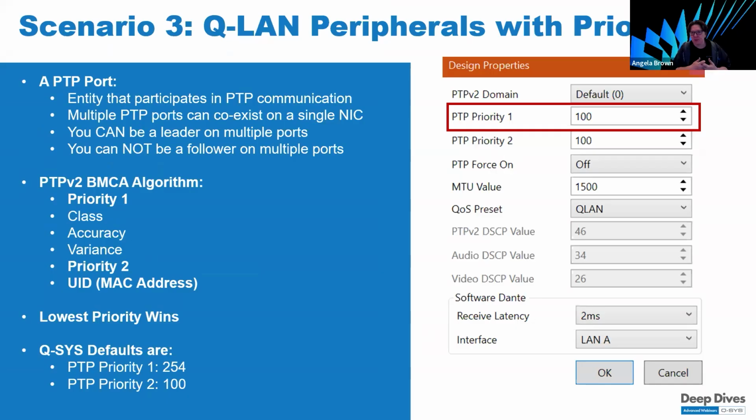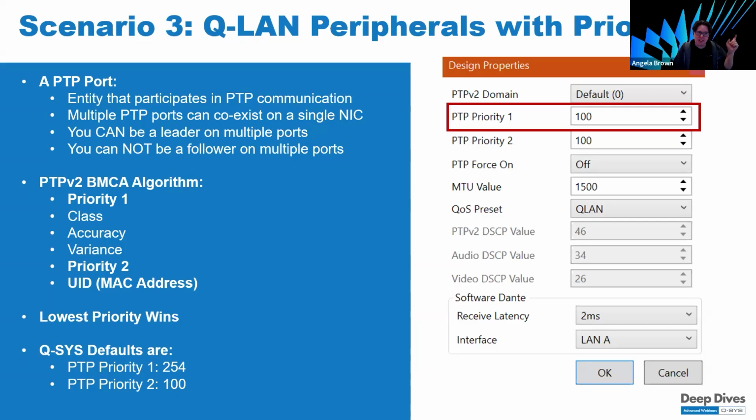Everybody starts talking about PTP and PTP priorities and all of that, but understand that a PTP port is just a network port, right? So IP address, port number. Multiple ports can exist on a single NIC, and there are a couple of rules, and these rules are really important. You can be a leader on multiple ports. You cannot be a follower on multiple ports.